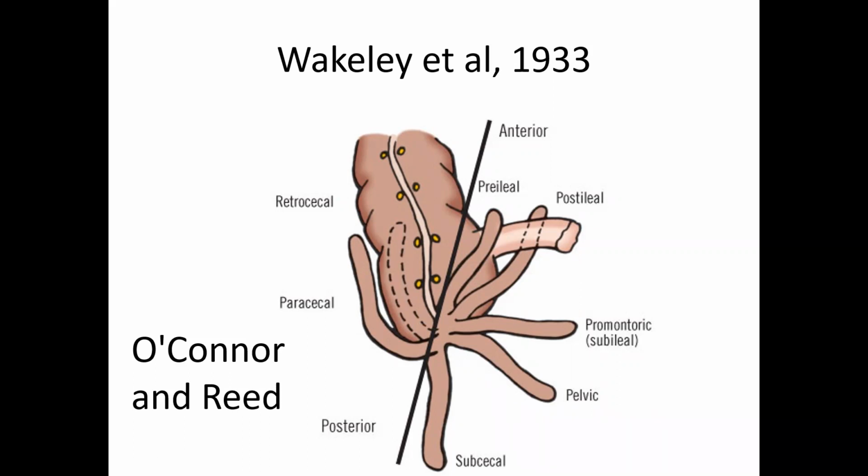One has to be careful. O'Connor and Reed in 1932, 1 year before Wakeley, had studied 3,750 cases of appendix. And he said pelvic is commonest, 2/3 of the cases are pelvic, 1/3 is retrocecal. So we have to really be guarded. What would be the commonest position of the appendix, pelvic or retrocecal? Because Wakeley et al. 1933 studied 10,000 cases, that is considered, whatever are his findings, the retrocecal.